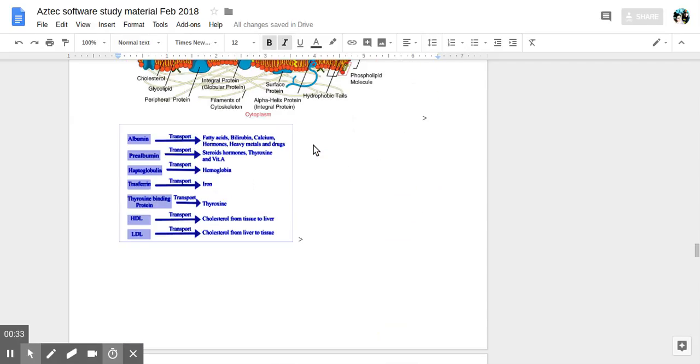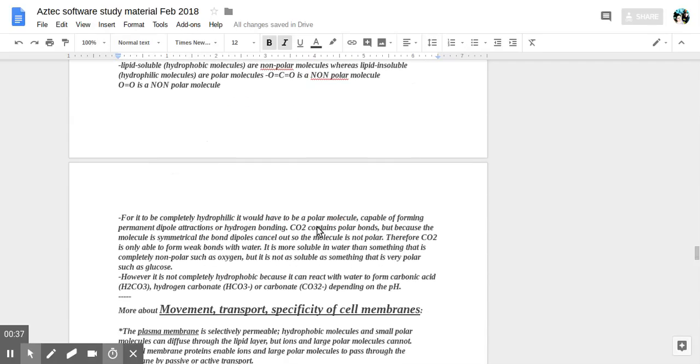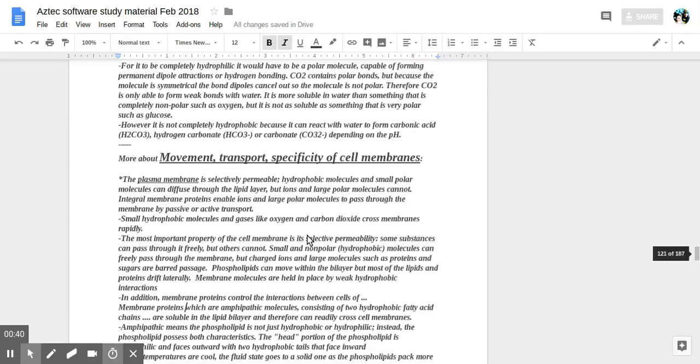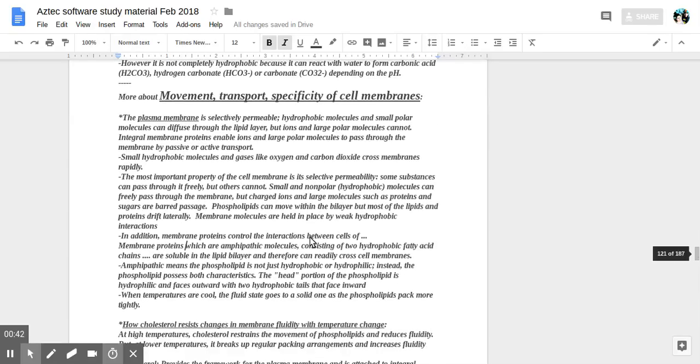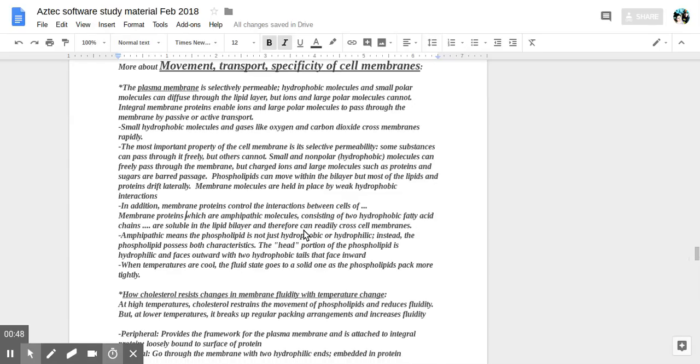That's showing the cell membrane. So, the permeability of the cell membrane and how it is selective is what we're learning, and what the cell membrane consists of as well.